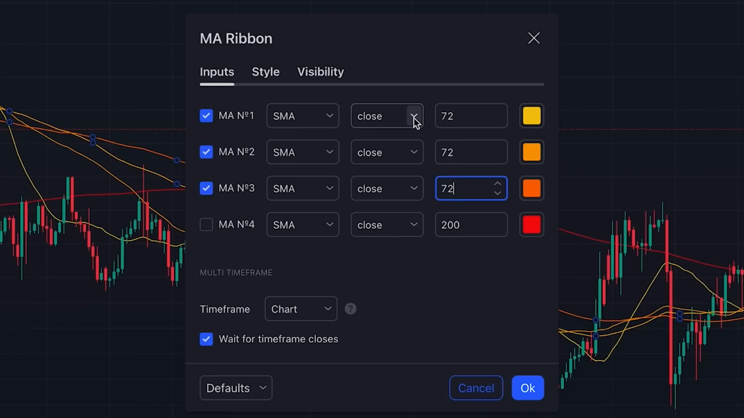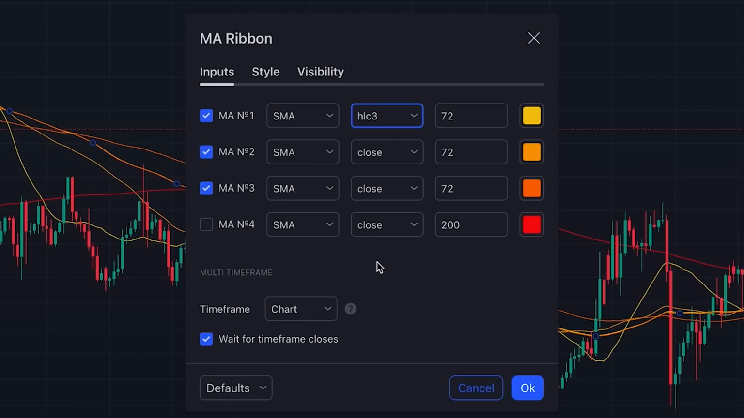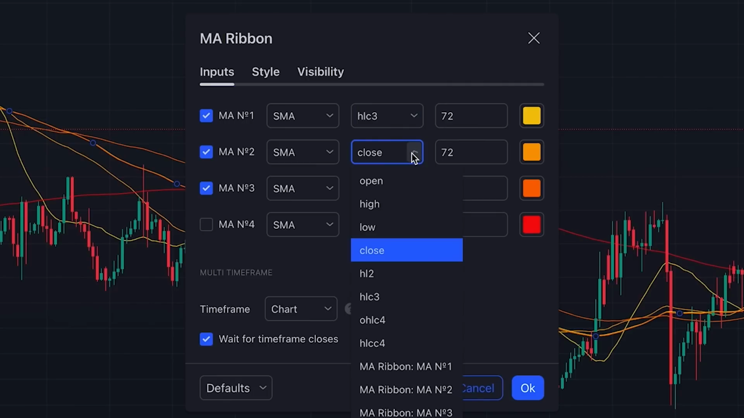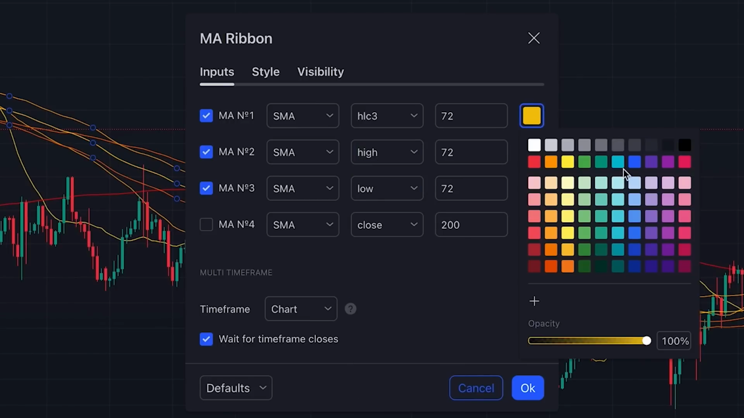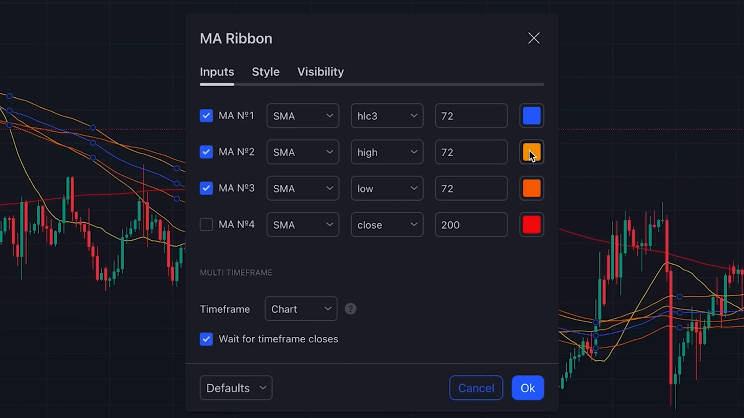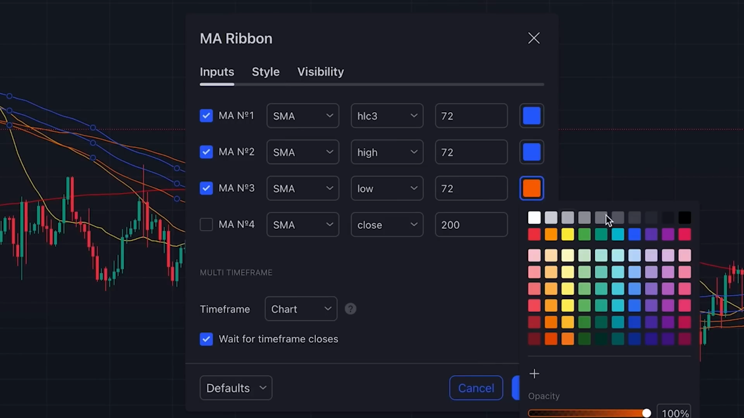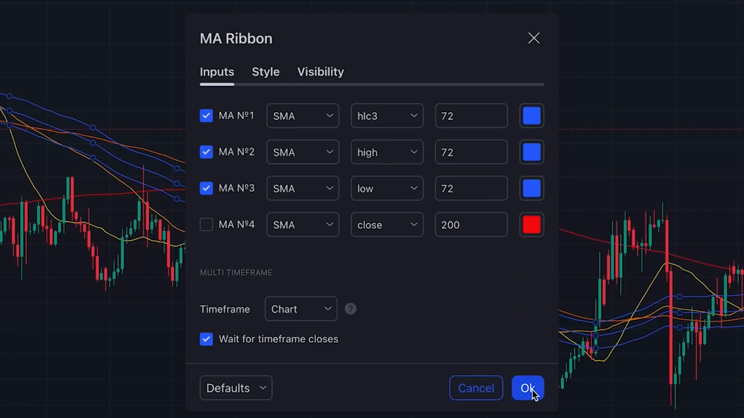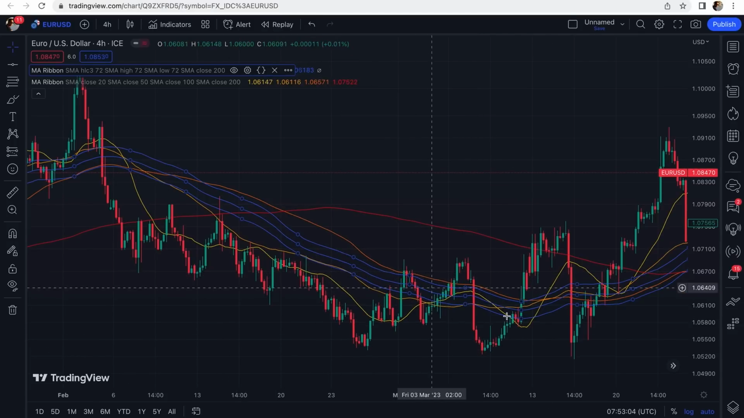For the first one, the method of calculation should be based on HLC3, which is actually high plus low plus close divided by 3. And for the second one, it should be based on high. And for the third one, it should be based on low. And finally, we change their color to blue. Alright, now as you can see, we have a blue channel on the chart following the price action.